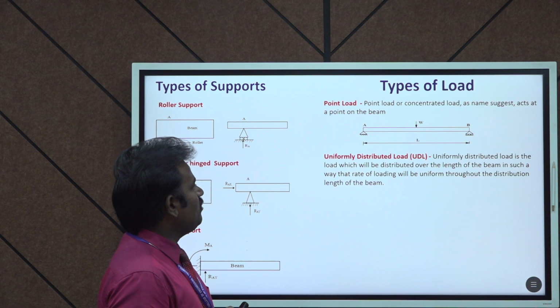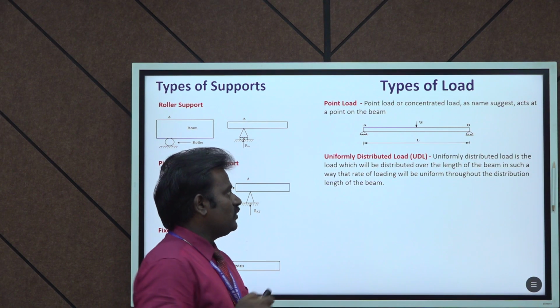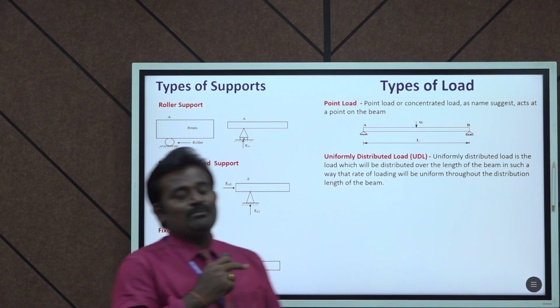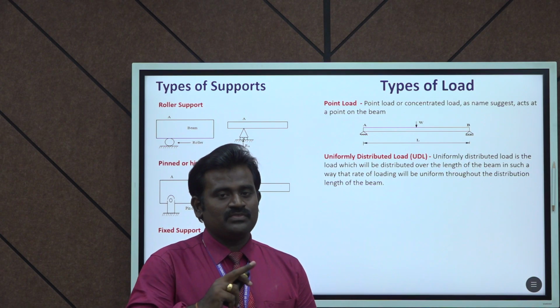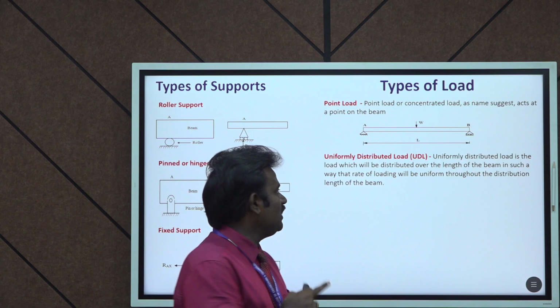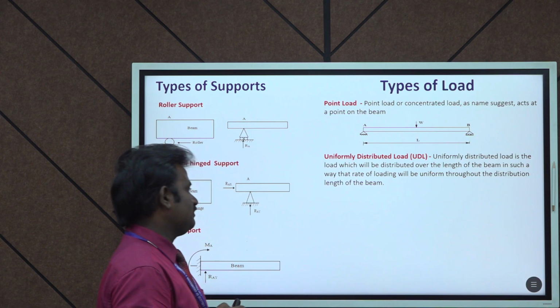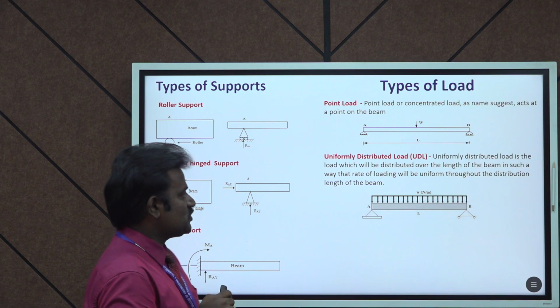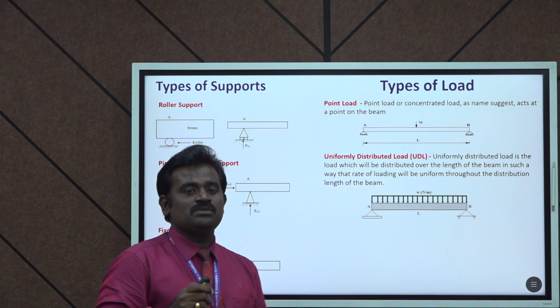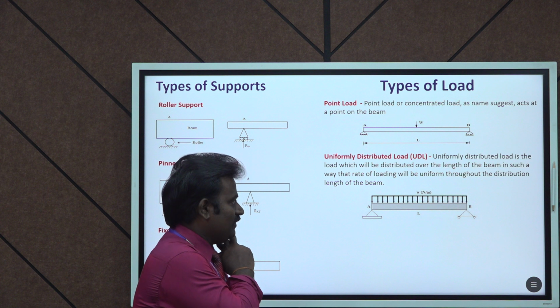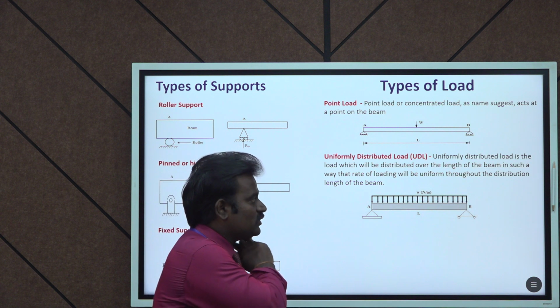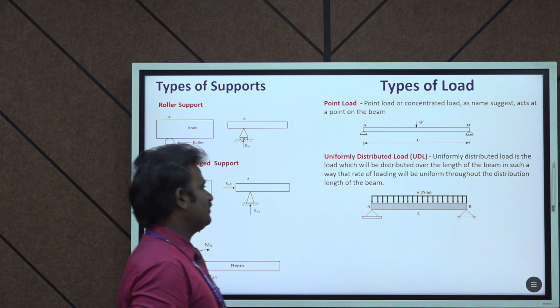Then uniformly distributed load. Uniformly distributed means the magnitude of load is the same throughout the length of the beam. It is known as uniformly distributed load. So this is the uniformly distributed load. Another name for the uniformly distributed load is the rectangular form of load, because the load is uniformly distributed throughout the length of the beam.